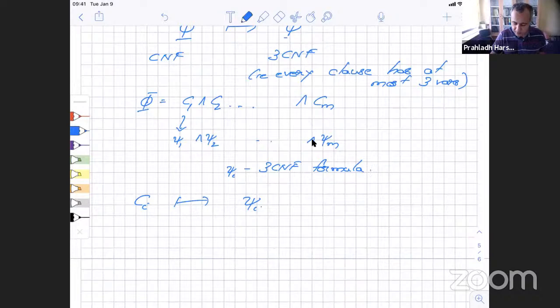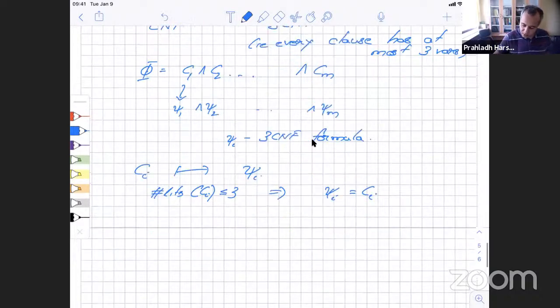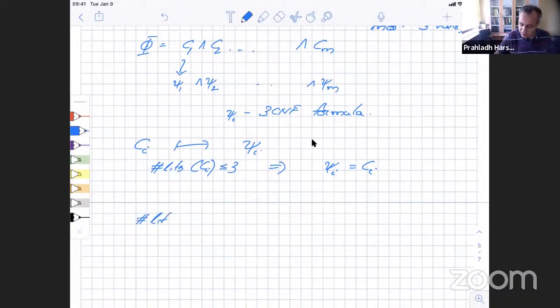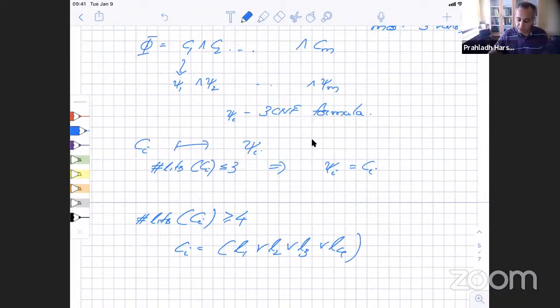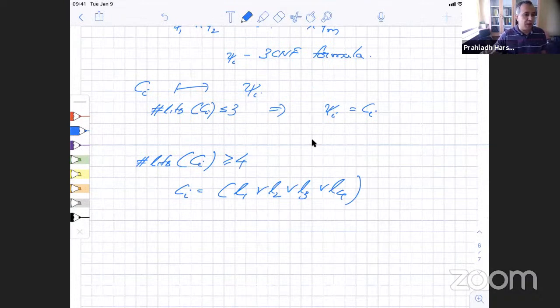So how do we do this? If the number of literals of Ci is less than or equal to 3, then psi_i can be just Ci itself. There's no work. Now you look at the other case. Say the number of literals of Ci is greater than or equal to 4. Say, let's take one example. Ci, say it is L1 or L2 or L3 or L4. I need to come up with a formula that is satisfiable if and only if Ci is satisfiable. And I claim I will do this. Take Ci, I'll define psi_i the following way. L1 or L2 or a new variable Z, and Z complement or L3 or L4.